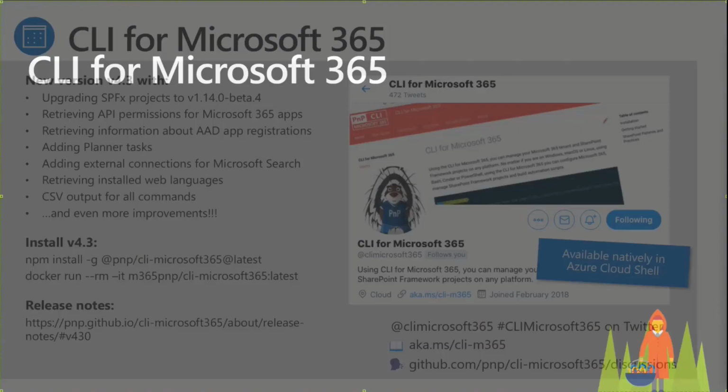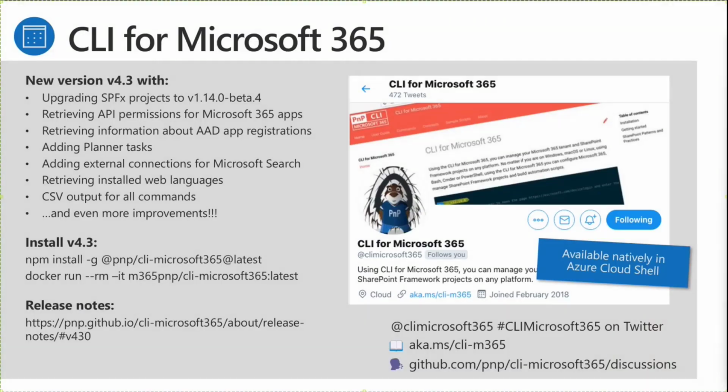Cool. Let's move then on to the CLI for Microsoft 365 side of the house, and quickly looking at the attendees, it's probably me covering this one, so no problems. So the latest version is version 4.3. If you're using the CLI for Microsoft 365 and tracking what's the latest and greatest, this project has a really great and active social media presence. So please subscribe to @CLIMicrosoft365 to stay up to date on that.